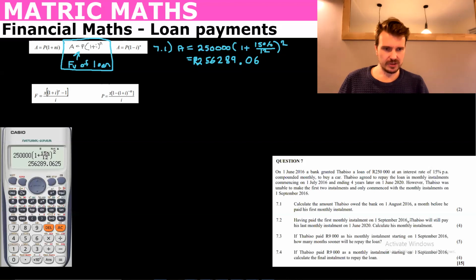Having paid the first installment on the 1st of September 2016, Tabuso will still have his last payment on the 1st of June. Calculate the monthly installment. So what we have to know here is that it was 48 months. He skipped 2 months, so it's 46 months, but we treat it as if the loan was just taken out on the 1st of August. So we are going to use the paying off a loan formula.